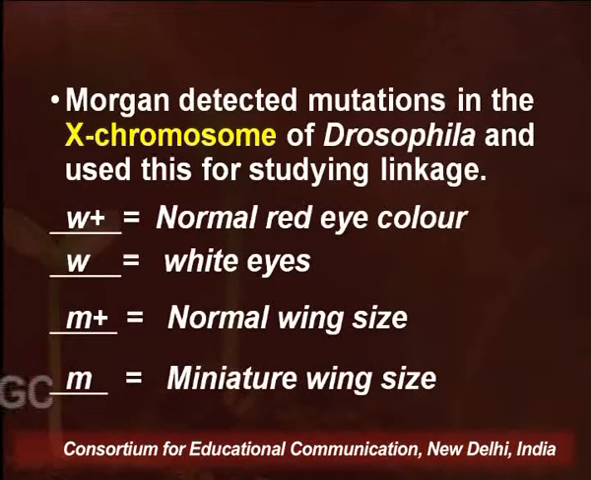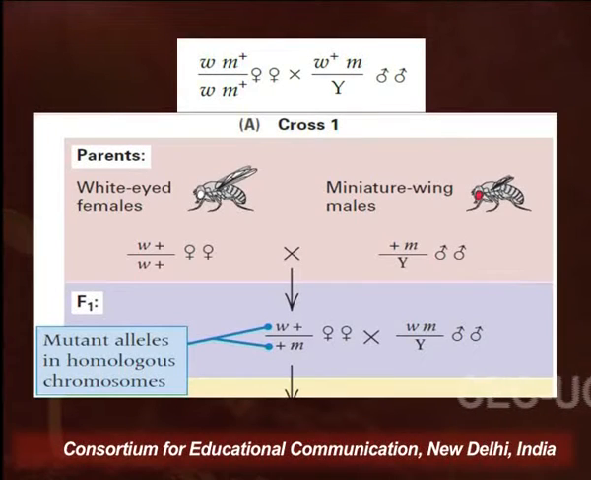So this entire story is revolving around the X chromosomes. He took the characters as W plus, which was the wild one, as the normal red eye color, and obviously then the recessive W was white eyes, and the dominant one was normal wing size, and the miniature wing size was represented by small m.